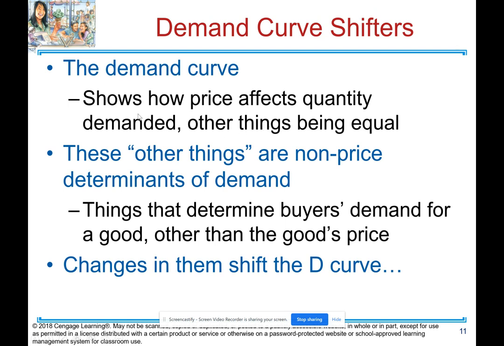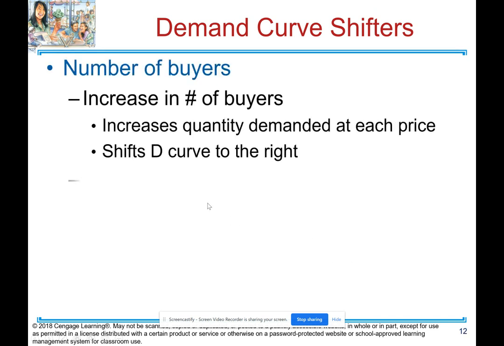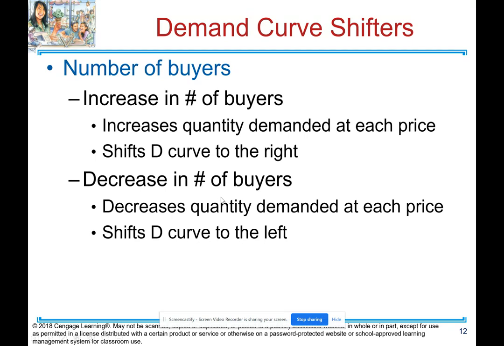Demand curve shifters. The demand curve shows how price affects quantity demanded, other things being equal. These other things are non-price determinants. Other things or demand curve shifters are non-price determinants, the things that determine buyers' demand for a good other than the good's price. Changes in them shift the demand curve to the right or to the left. These are the demand curve shifters. Sometimes we call them the determinants of demand.